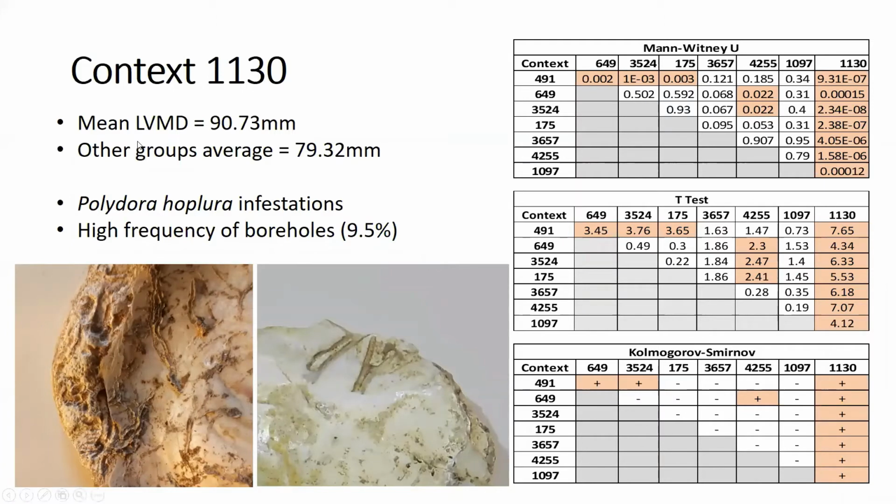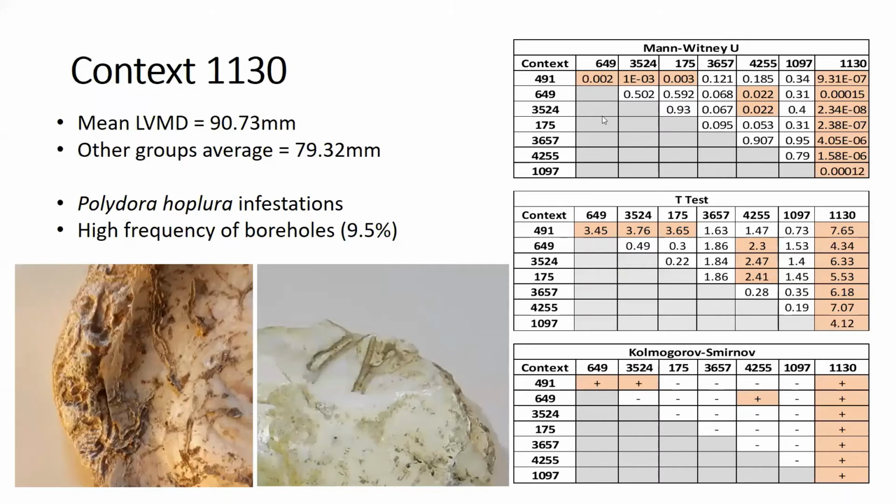They were measured. The measurement I used was the left valve maximum diameter, which is simply the largest diameter of the left valve, either the height or the length. The average of that came out at 90.7 millimeters, which is substantially larger than the average, both from other shell groups in Leicester, from this site, and from other shell groups in Leicester in total, which averaged at just under 80 millimeters.